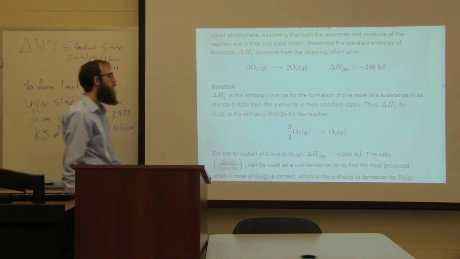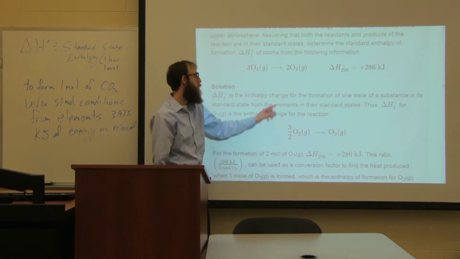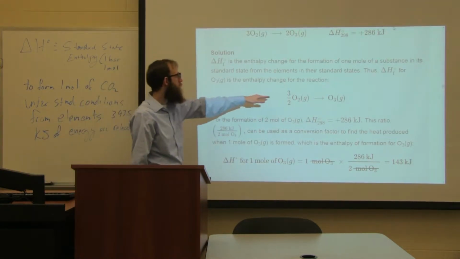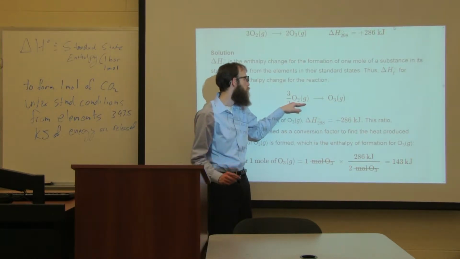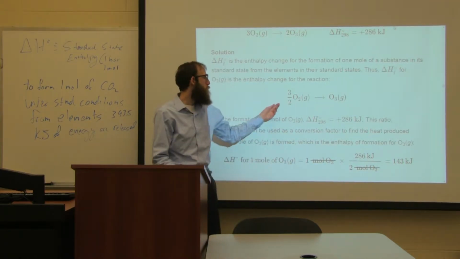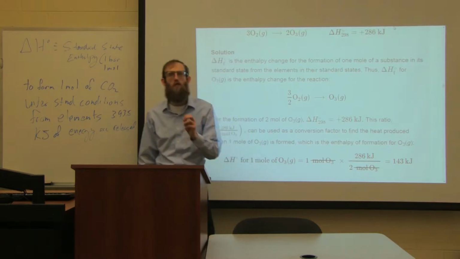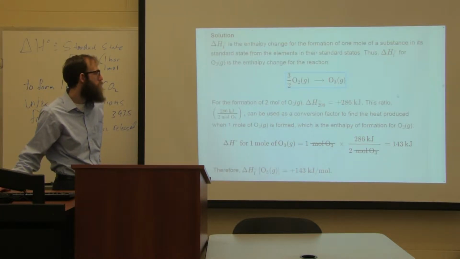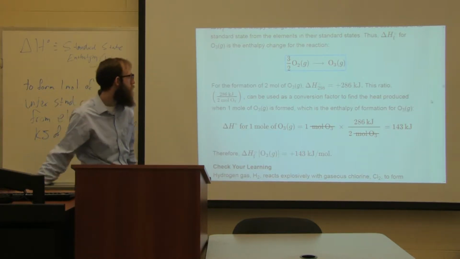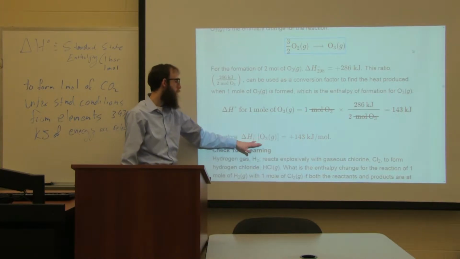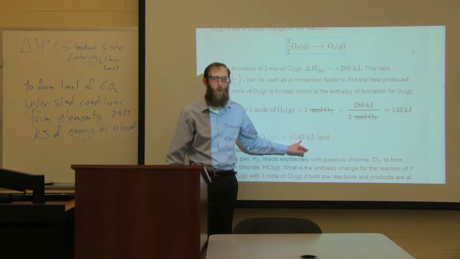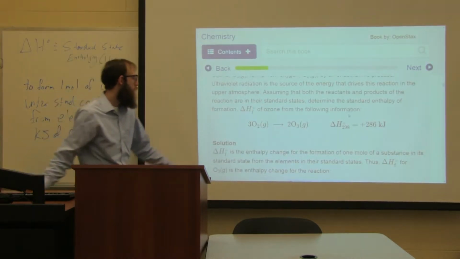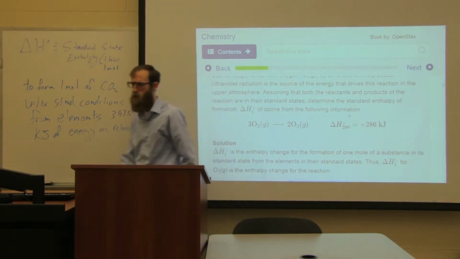But what we want is the formation of 1 mole of ozone. So we would divide this by 2, dividing all of these things by 2, giving us the reaction 3 halves moles of O2 form 1 mole of O3. Since we manipulated the coefficients by dividing by 2, we will also divide the enthalpy of that reaction by 2 to talk about it in terms of 1 mole of ozone being produced. So the standard enthalpy of formation for ozone is 143 kilojoules per mole. And if we were to form 2 moles, as seen in this equation, we would have 286 kilojoules.